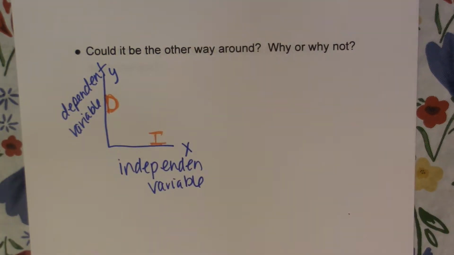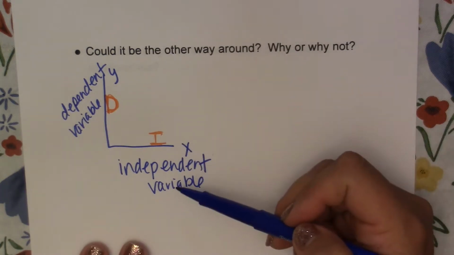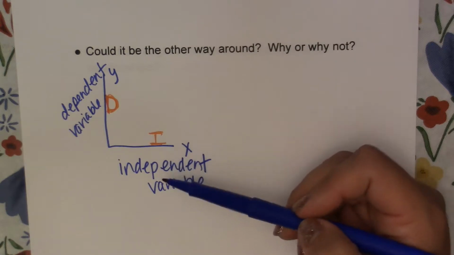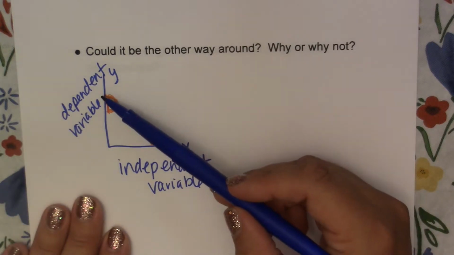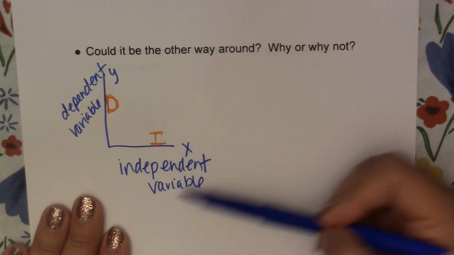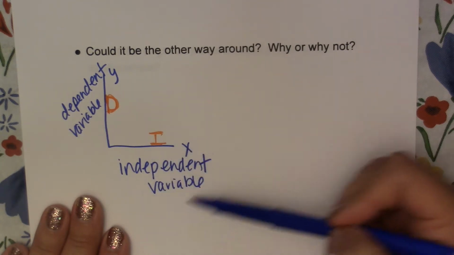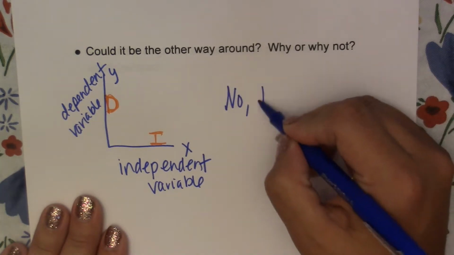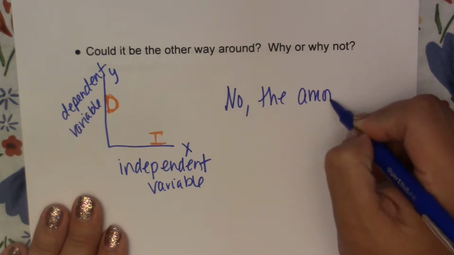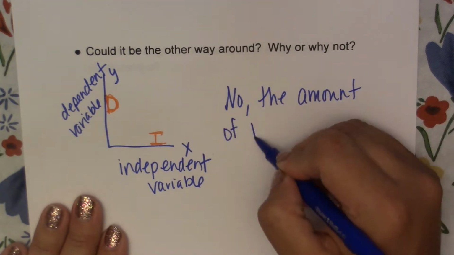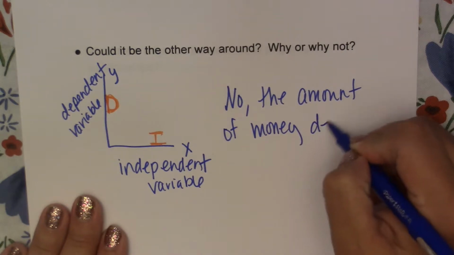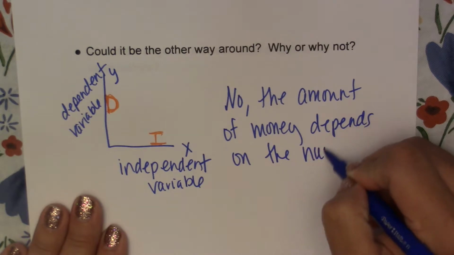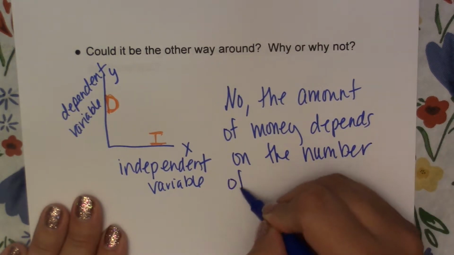Now, why is this important? I left off my T. When we're looking at our examples, such as candy bars sold and money received, the amount of money we receive depends on how many candy bars we sell. For those, number of candy bars sold is our independent variable. So the amount of money depends on the number of candy bars sold.